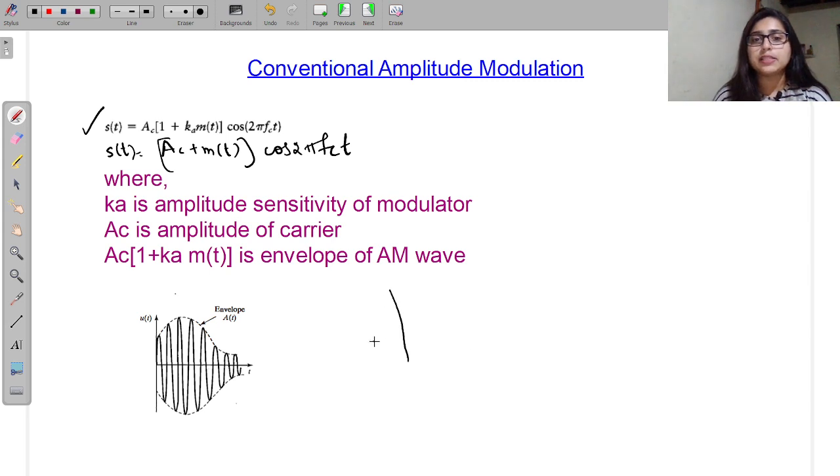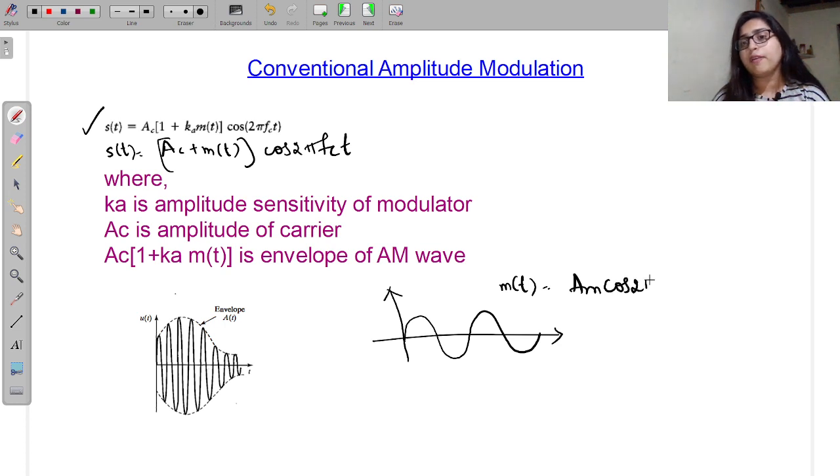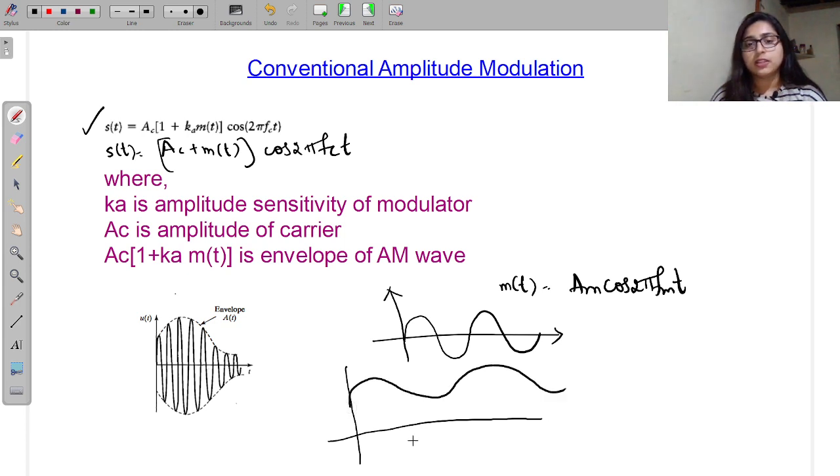So here, I am taking the message signal as a sinusoidal signal only. So this is m of t, which is equal to Am cos 2 pi fmt. This is my message signal. And this is my carrier signal, that is AC cos 2 pi fct. So here it will be following something like this. This is when the modulation index is less than 1. I will tell you about the modulation index.